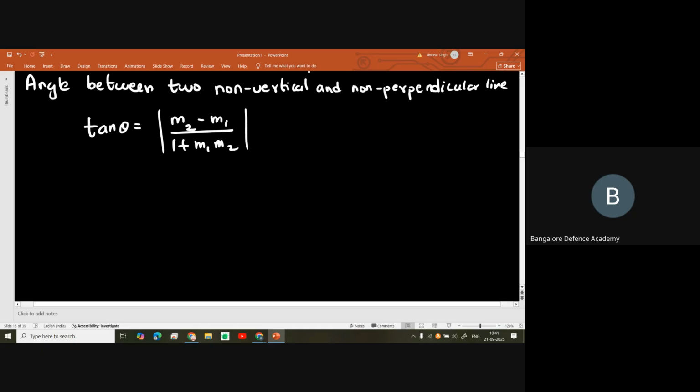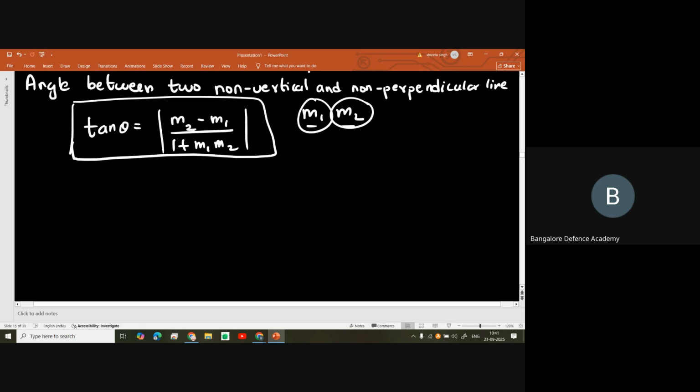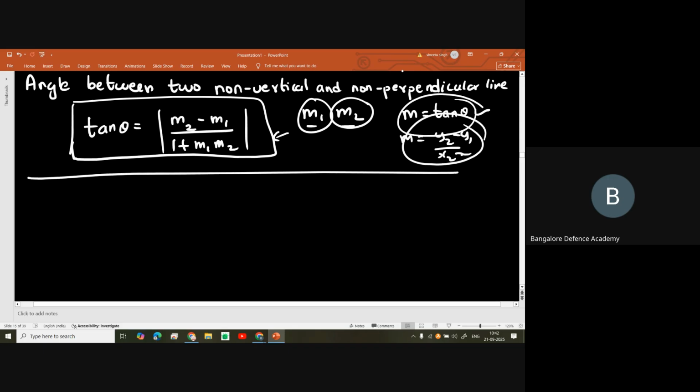Is done? Okay, look at this now. This is the formula. Based on this formula, we are going to do some questions. M1, M2 means slopes. Slopes will be given in your question. Now there are two ways that they will give you. Sometimes M is equal to tan theta formula, you have to use it. Otherwise, y2 minus y1 by x2 minus x1. These formulas you have to use and then put it in this tan theta modulus formula and get the value of angle that is theta.